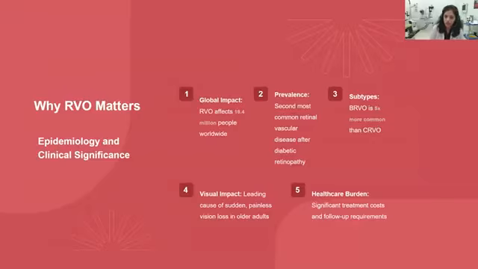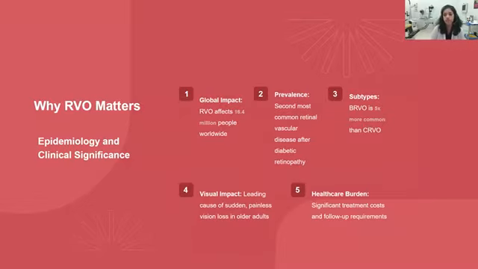It's such a big topic, very difficult to cover in 45 minutes, but I'll do my best. RVO matters because it has a wide global impact, affecting about 16.4 million people worldwide. It is also the second most common retinal vascular disease after diabetic retinopathy.